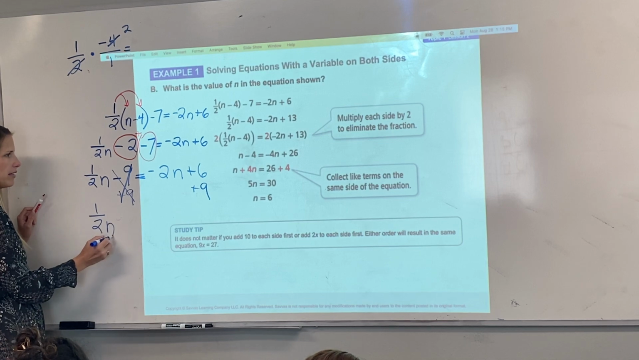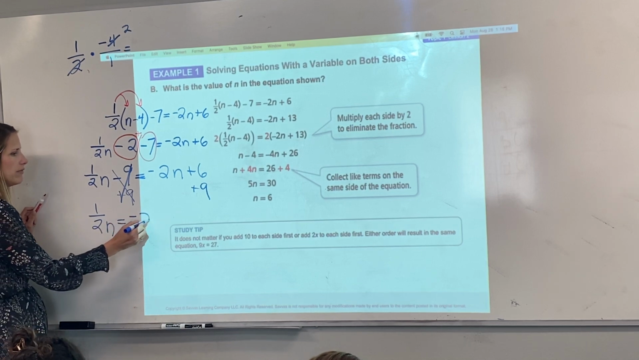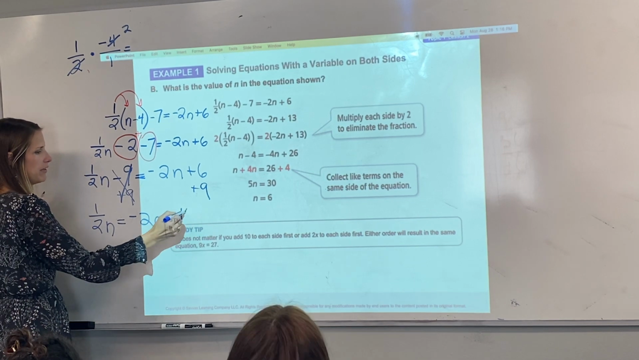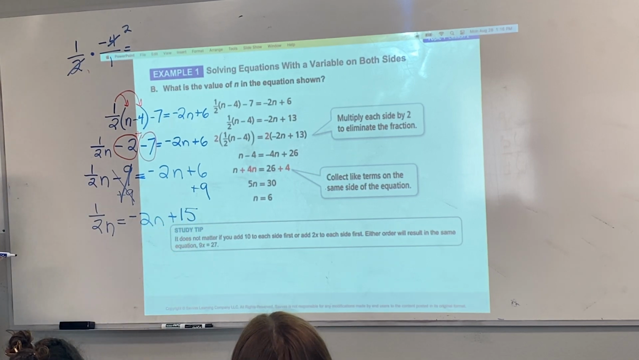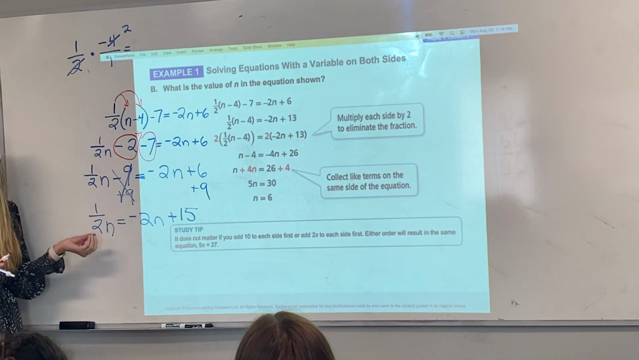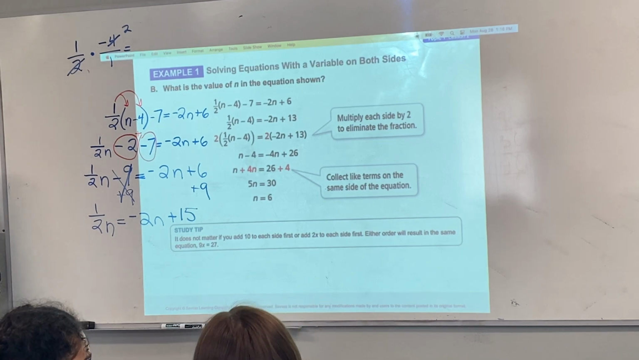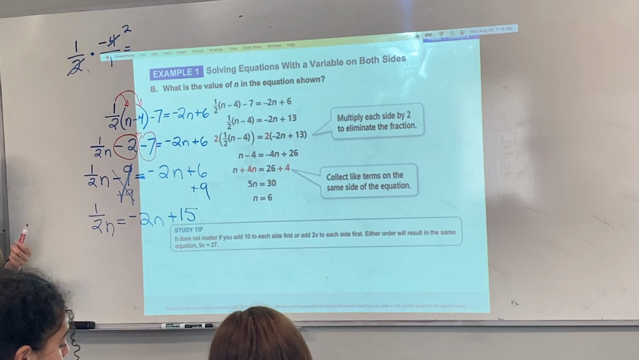(1/2)n equals -2n plus 15. We are getting so close to making this look like a lesson 1 equation, okay? Now, what can I do? Add 2n. Yeah, that's going to be another way to make it easier.